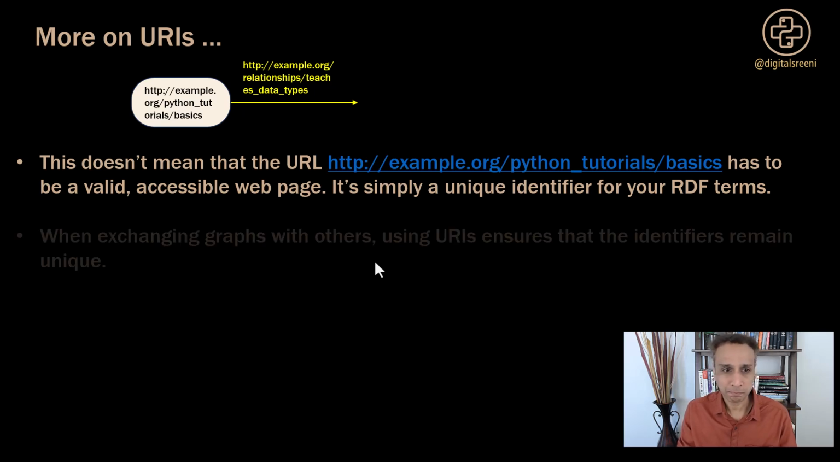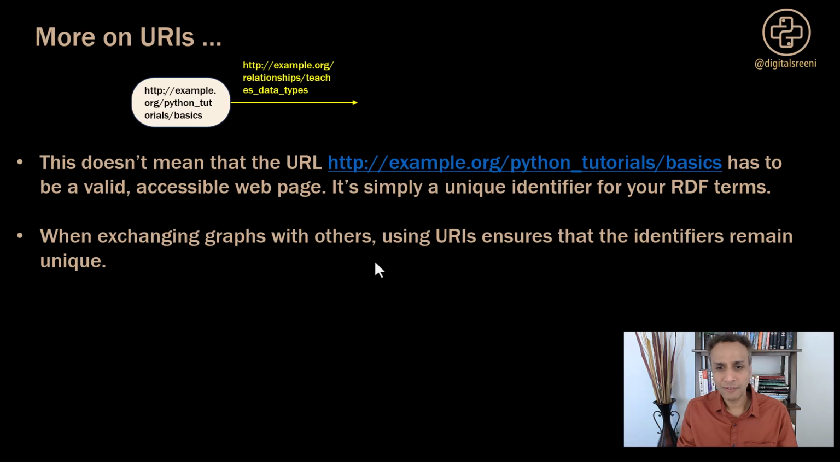That's the whole point. Now, when exchanging graphs, obviously using URI ensures that your identifiers remain unique. I find myself repeating this 3-4 times because when I started learning about this concept, it confused the hell out of me. I'm like, what is this? This is like URL. Why should I put this? Why can't I put node and all that? But obviously think of interoperability. That's the whole point. It comes down to that.